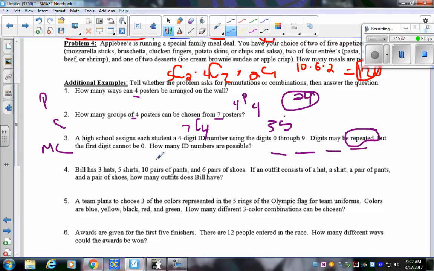So the first digit I can pick from 9 numbers, 9C1, because I can only pick 1 through 9, which is 9. In the second digit, I can pick from 10 different numbers because I'm including 0 again. So 10C1, third digit, 10C1 because I can repeat, and 10C1. So really, I'm just doing 9 times 10 times 10 times 10, which ends up being 9,000.